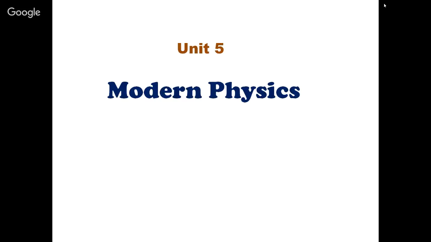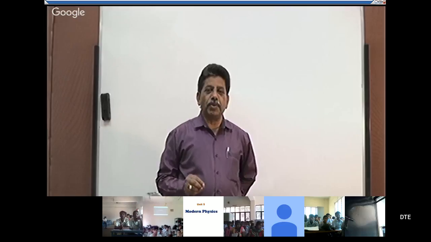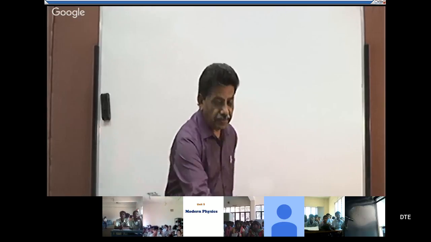Modern physics, many of the students may find it difficult in physics. It is only because you try to mug up the things. But now, let me make it as simple as possible so that you can make use of them. You can try to understand them in an easier and simpler way. So in this unit 5, on modern physics, it is mainly on electromagnetic radiation.